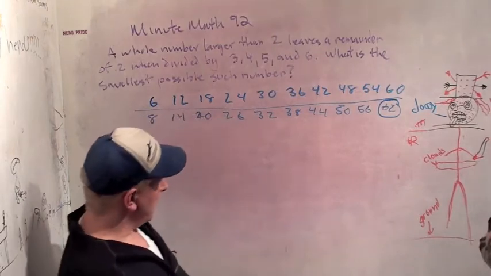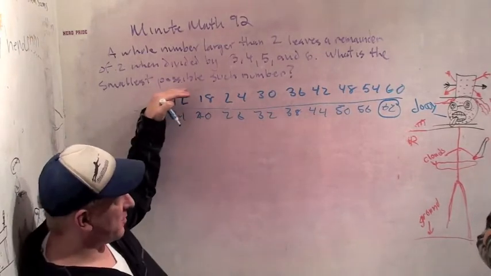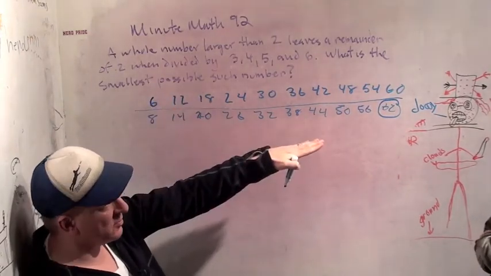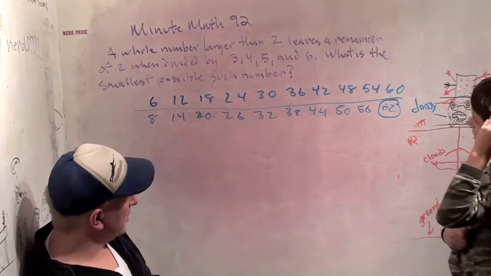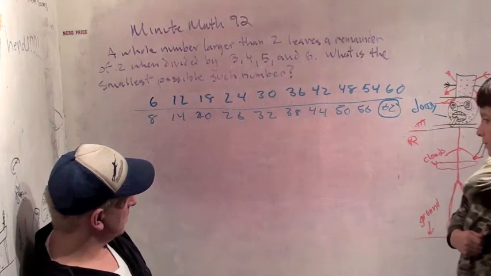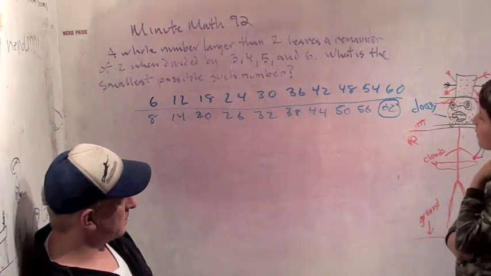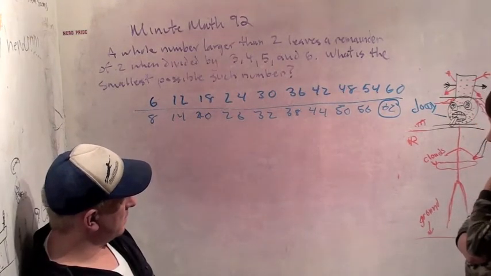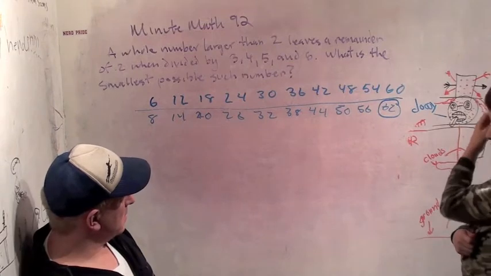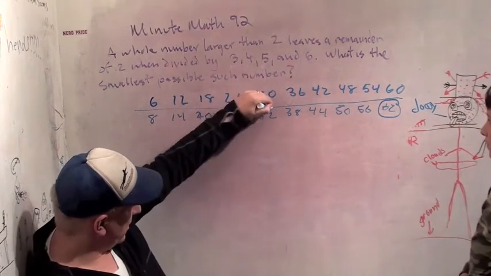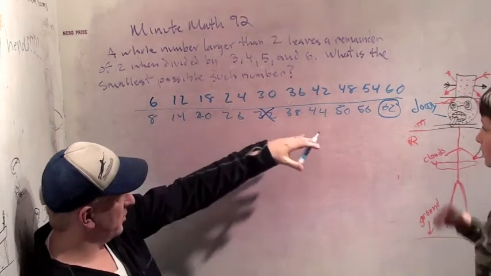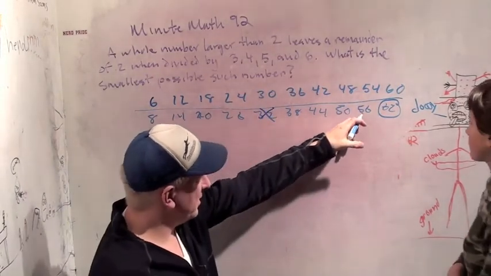It did ask us to find the smallest possible number, so we found one that works, which is nice. The question is, how do we know that's the smallest number? Well, 30 is not divisible by 4. We can eliminate this one, but maybe let's not start in the middle. Why can we eliminate 56?